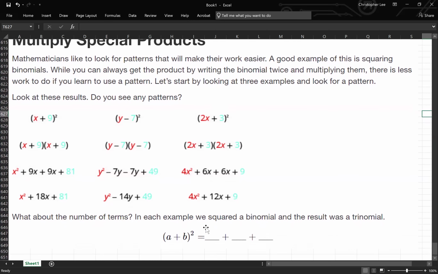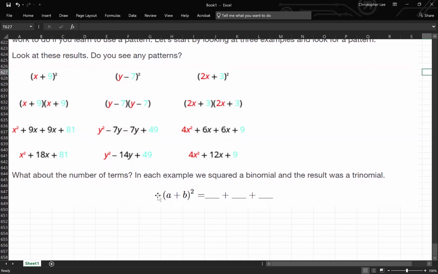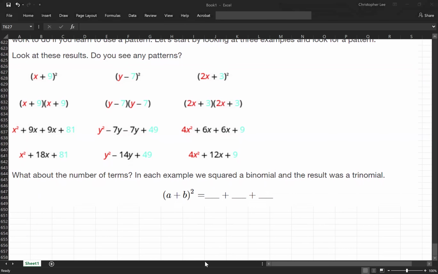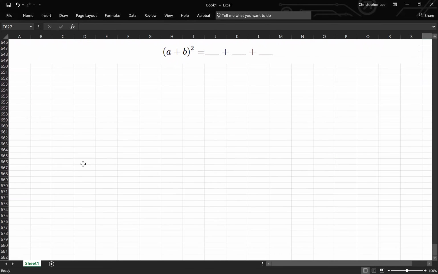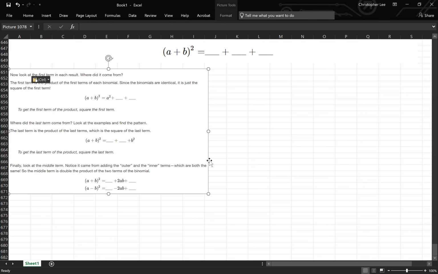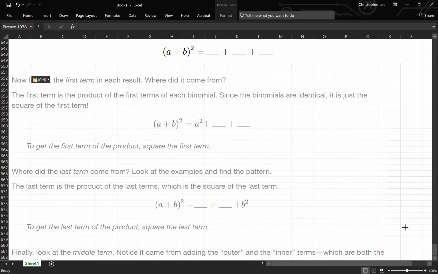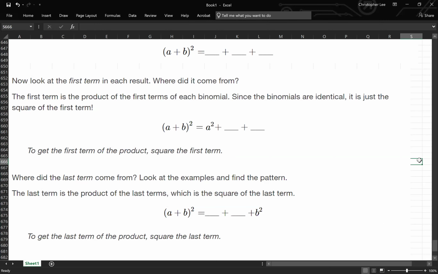So what about the number of terms? In each example, we squared a binomial and the result was a trinomial. So here we go: (a + b) squared, but what does that equal? Something plus something plus something. If y'all were wondering, when I gave y'all that example, how in the heck did I do it in my head? This is how. But it is a trick. You don't need to actually do it.